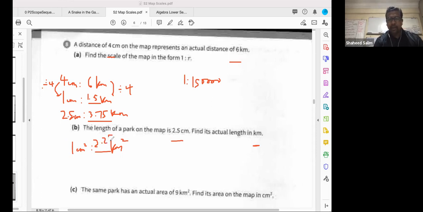They tell you this is 9 km square. 2.25, right? Now they want you to find this side now, cm square. Down here is 9 km square. Okay, can you find on here this one's question mark?